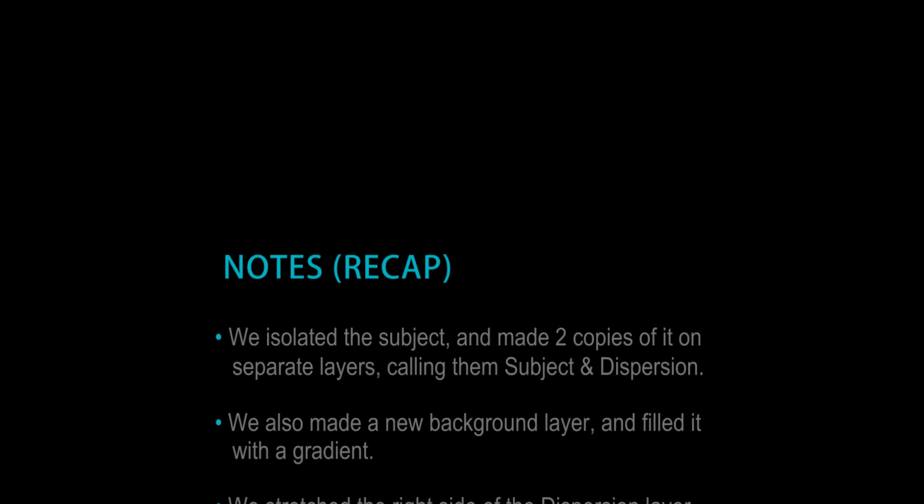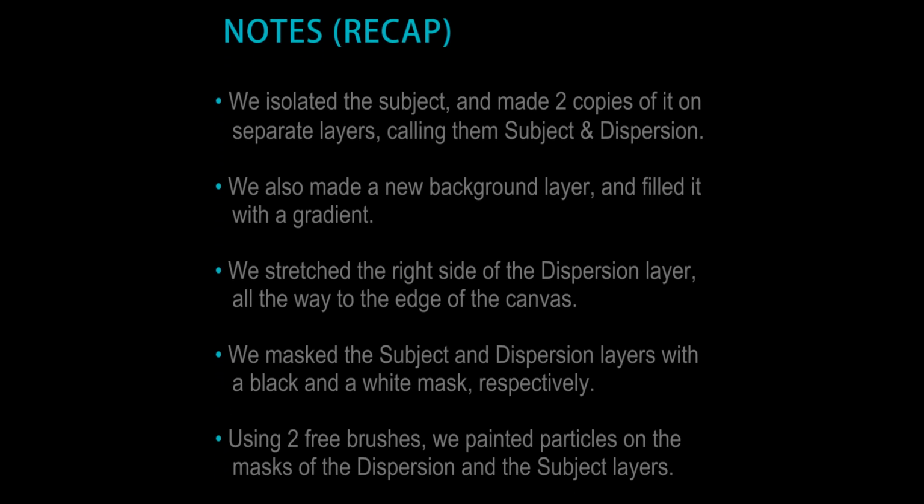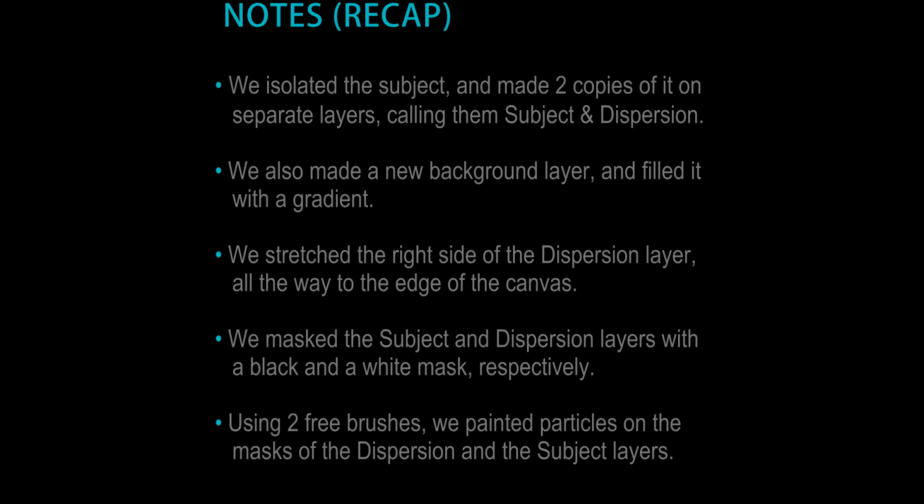To read this, you may want to pause the video. For the dispersion effect, we created two copies of the subject on separate layers. We stretched the right side of the subject on the lower layer, and we applied a black mask on it. We then applied a white mask on the other layer. Lastly, we painted the particles on the masks of both layers.